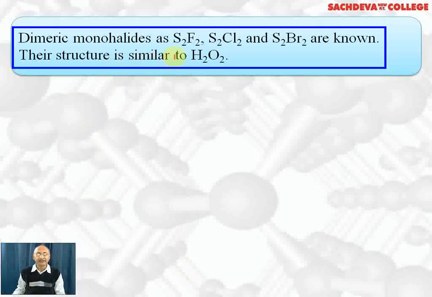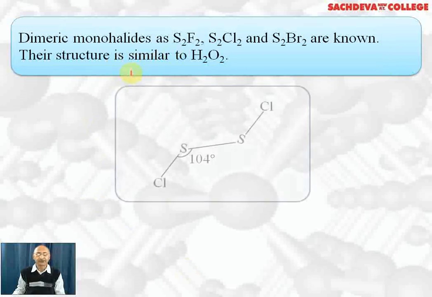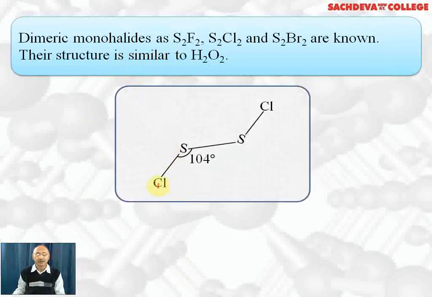Dimeric monohalide as S2F2, S2Cl2, S2Br2 are known. Their structure is similar to hydrogen peroxide. This is the structure of S2Cl2. Their bond angle is 104.